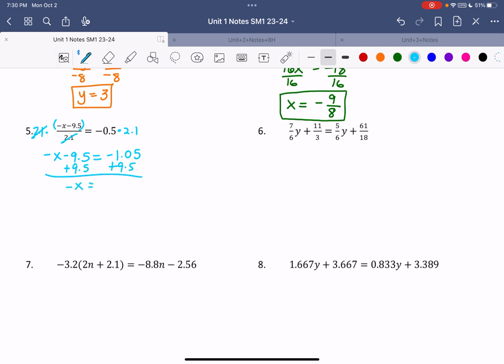So negative x is equal to 8.45. Change the sign because of that negative. So x is equal to negative 8.45. So when you're working with decimals, then your answers can be in decimals. Unless it's a really long decimal, keep it. But if you're going past maybe the 10,000ths place, like 4 past the decimal, you can probably get away with rounding it to the nearest hundredth or so.